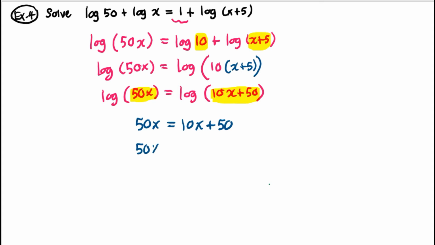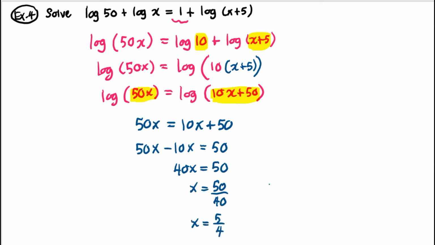Therefore, I have 50x minus 10x, I got 50. I got 40x here, therefore I have 50. Therefore x should be 50 divided by 40. I have x, which is 5 over 4. All right, so we are done with this example 4.